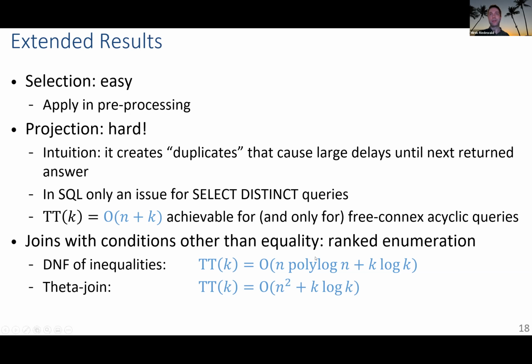Now, if we have non-equality conditions, we just talked about ranked enumeration, for instance, where we can have for any DNF of inequalities an n polylog n plus k log k delay until we get the top k results. And theta joins are a little slower with n squared plus k log k.